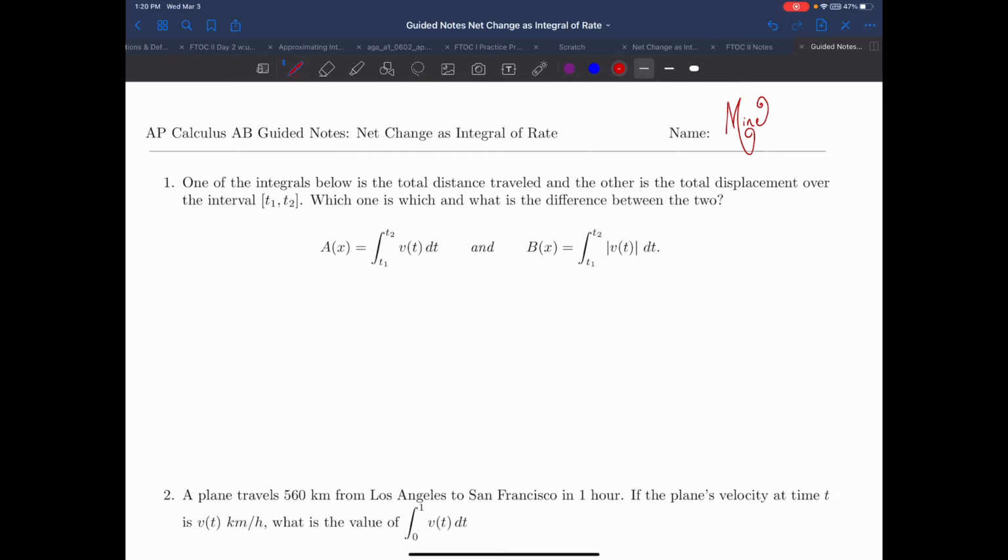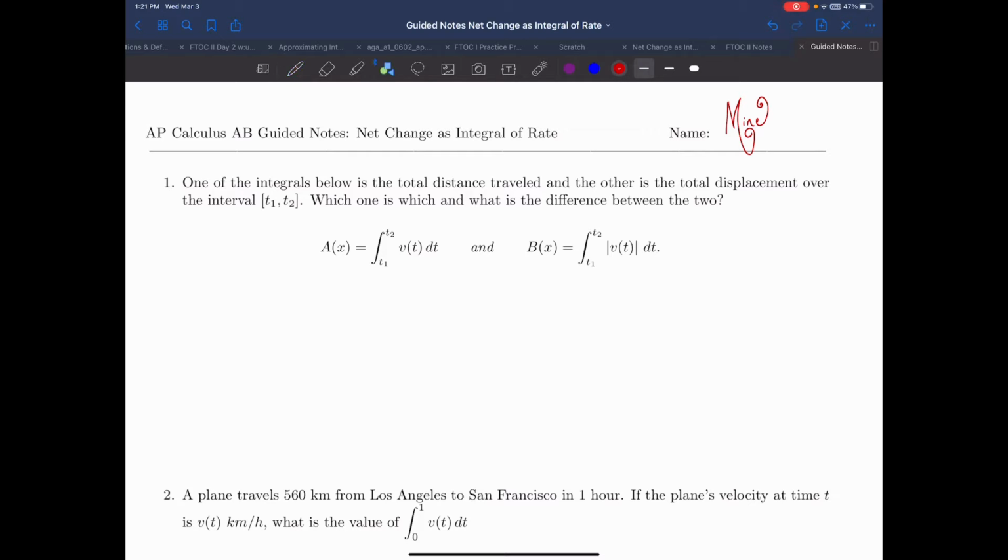One of the integrals below is the total distance traveled and the other is the total displacement over the interval t sub 1 to t sub 2. Which one is which and what is the difference between the two? Well, if you just think about this, an integral calculates the area between the function and the x-axis.